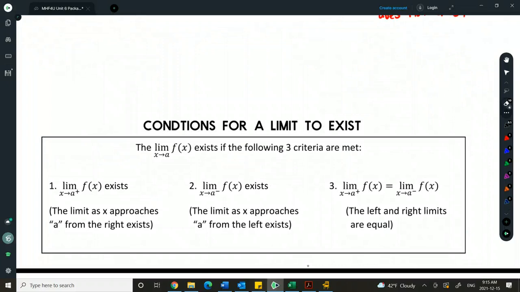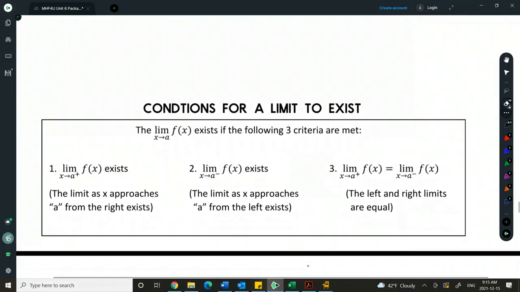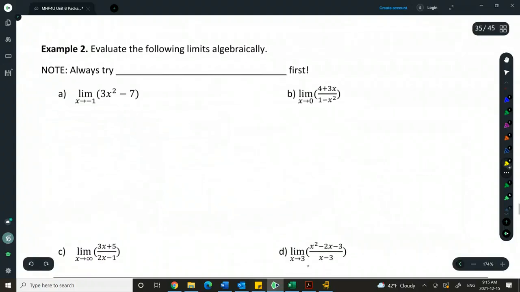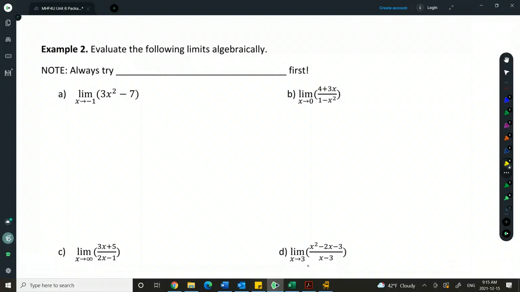Okay, so that leads us to the conditions for a limit to exist, which is the right limit exists, the left limit exists, and also the left and right limits must be equal. Okay? If they're not, then the limit as x approaches a, we would just say DNE or does not exist. Okay, so that's with a graph. We can look pretty easily on a graph and see what the limit is approaching. Let's talk about equations.